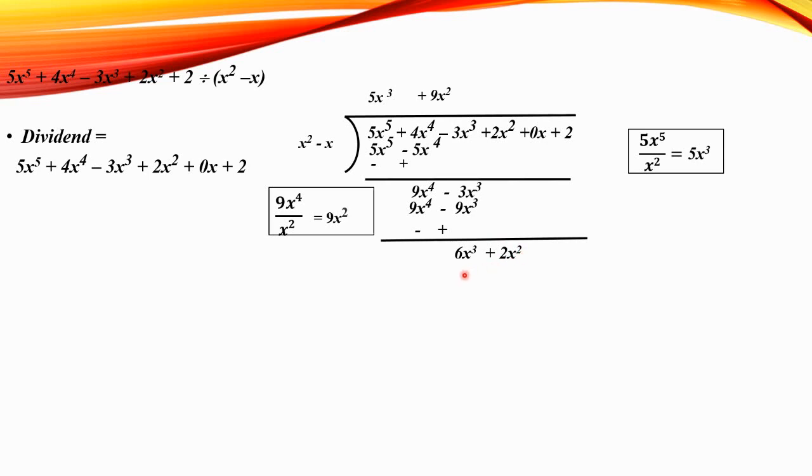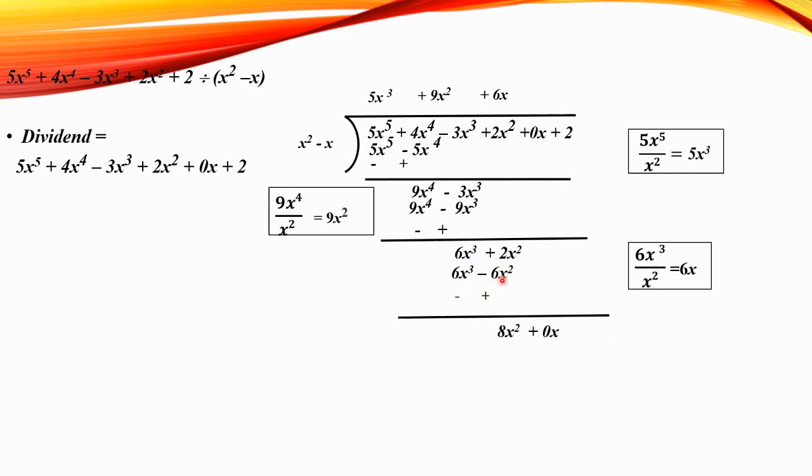Dividing 6x cube by x square, we get 6x cube upon x square is equal to 6x. So the quotient becomes 6x. Now multiplying this 6x by x square minus x, we get 6x raised to power 3 minus 6x square. Changing the sign, these two get cancelled and plus 2 plus 6 will be the answer as 8x raised to power 2. The next term will be plus 0x.